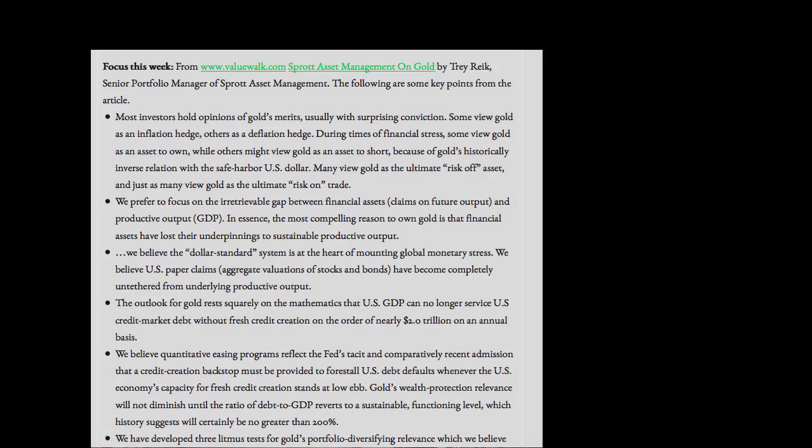We believe quantitative easing programs reflect the Fed's tacit and comparatively recent admission that a credit creation backstop must be provided to forestall U.S. debt defaults whenever the U.S. economy's capacity for fresh credit creation stands at low ebb. Gold's wealth protection relevance will not diminish until the ratio of debt to GDP reverts to a sustainable, functioning level, which history suggests will certainly be no greater than 200%.